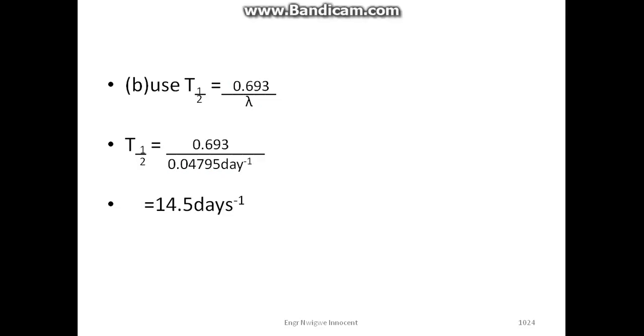But B, use T half equals 0.693 over lambda. The half-life, T half, is equal to 0.693 over 0.04795 per day, which gives us 14.5 days.